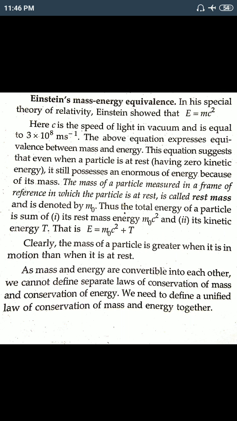So the total energy of a particle, we can say, is the sum of rest mass energy and its kinetic energy. That means E equals m0 c squared plus T. So it is clear that the mass of a particle is greater when it is in motion than when it is at rest.